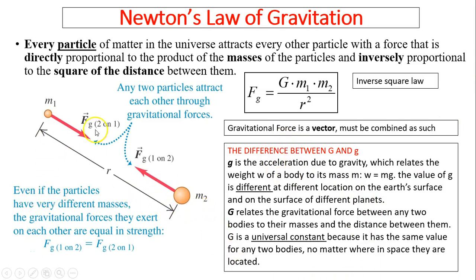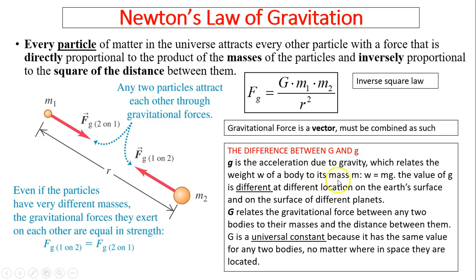These attractions are action-reaction forces acting on two different bodies, with the same magnitude and in opposite directions. Even if the particles have very different masses, the gravitational forces they exert on each other are equal in strength.